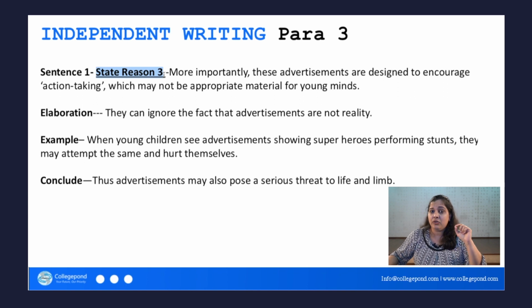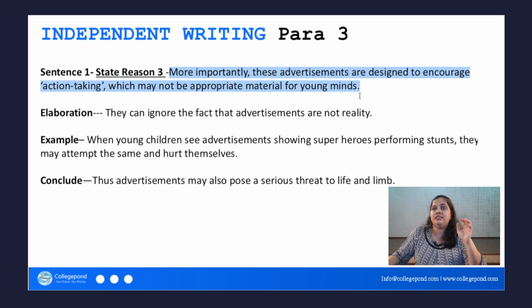Obviously, when you have to follow the same format, you will look at stating your reason number 3 that you had kept on your notepad, and then you convert that into a sentence. So for me in this case, it was, more importantly, these advertisements are designed to encourage action taking, which may not be appropriate material for young minds. Remember, every ad has a call to action: buy this product or click on this link, right? That is designed in a way to psychologically make you want to do something, take an action, go to a mall or visit a website, right?